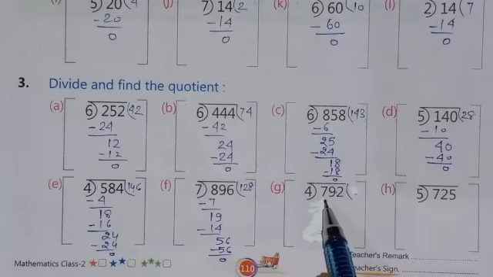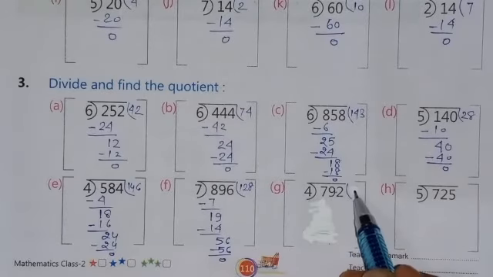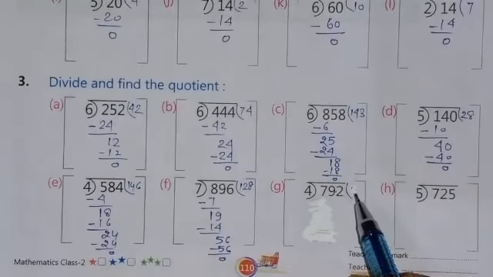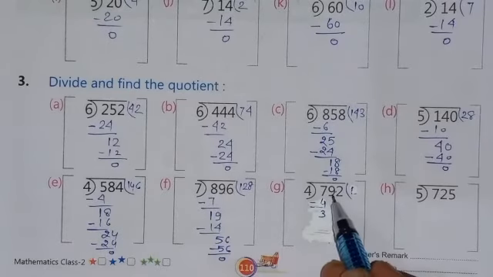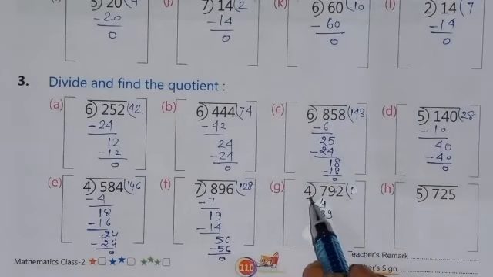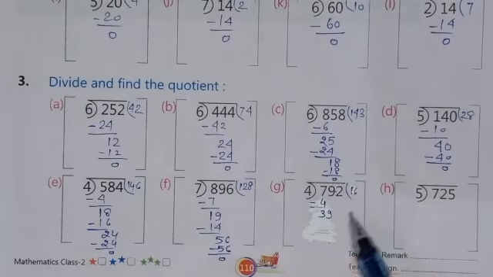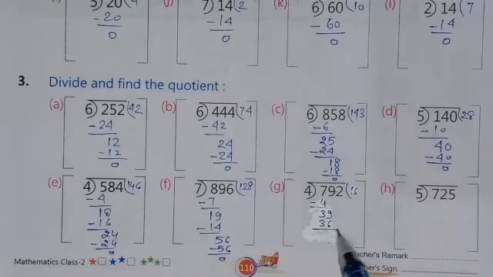So on dividing this number by 4, 4 1s are 4. On subtracting 7 minus 4 you will get 3. Now you have to write down 9 here. Now in the table of 4, 4 9s are 36. On subtracting you will get 3. Now write down 2 here. In the table of 4, 4 8s are 32. On subtracting you will get 0. And now the last question.